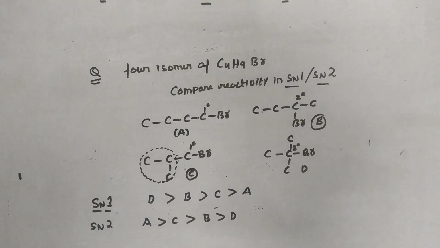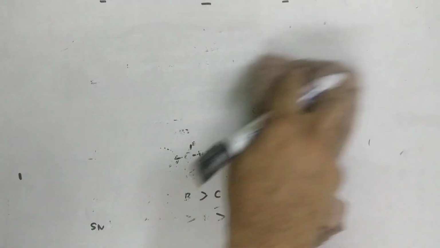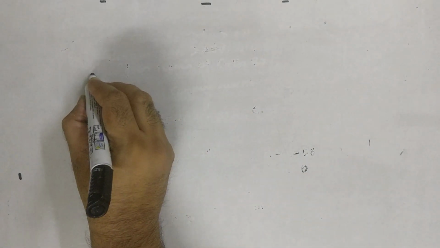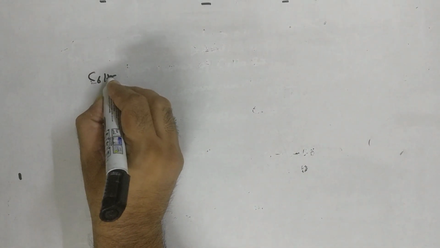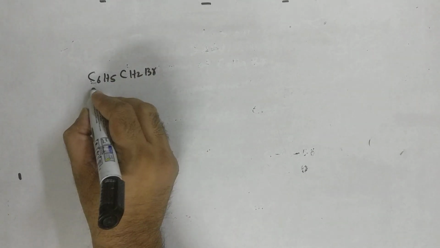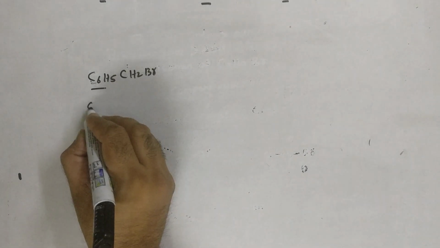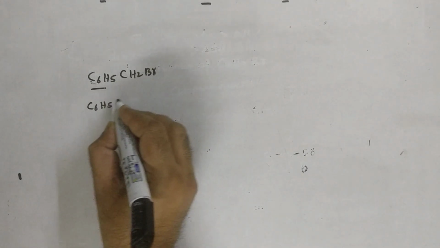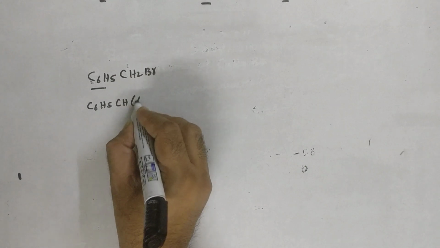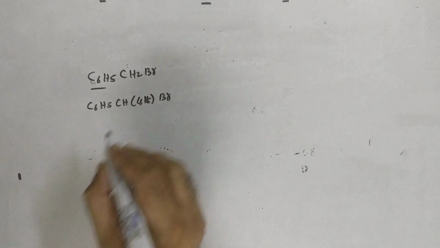Okay. Now there is one more part of this particular question. Again we are given 3-4 compounds. We have to compare their reactivity towards SN1 and SN2 mechanism. The first compound given to us is this, C6H5CH2Br. Wherever you see this group C6H5 or C6H4, it means it has to have a benzene ring. The next one is your C6H5CH, another C6H5 and the Br, 2 benzene rings.